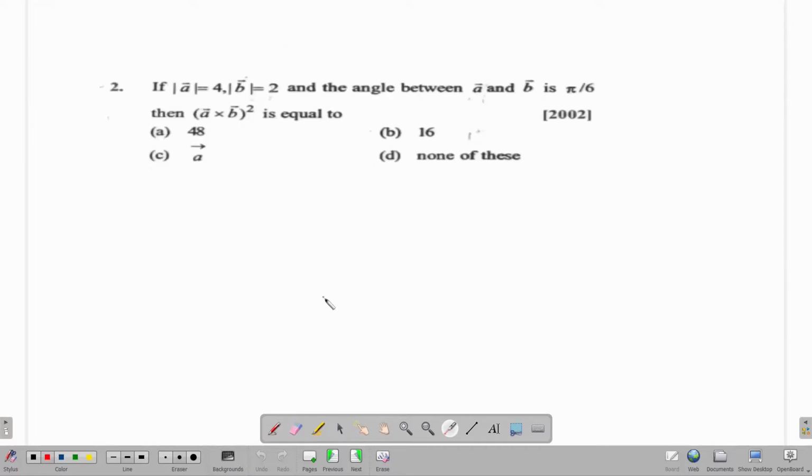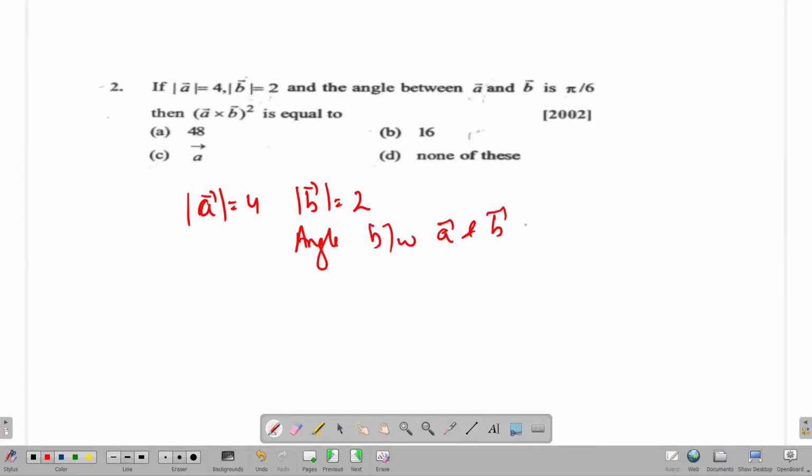Now here are the applications. Just a simple application here, which came in 2002. What is given here? Mod A is given to be 4, mod B is 2, and the angle between A and B is pi by 6. We have to find mod of A cross B whole square.